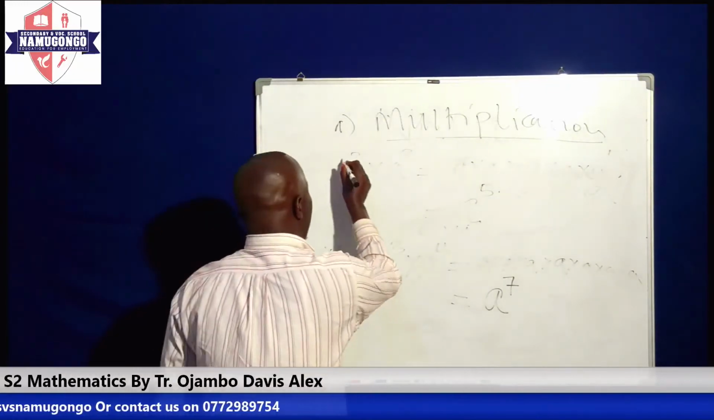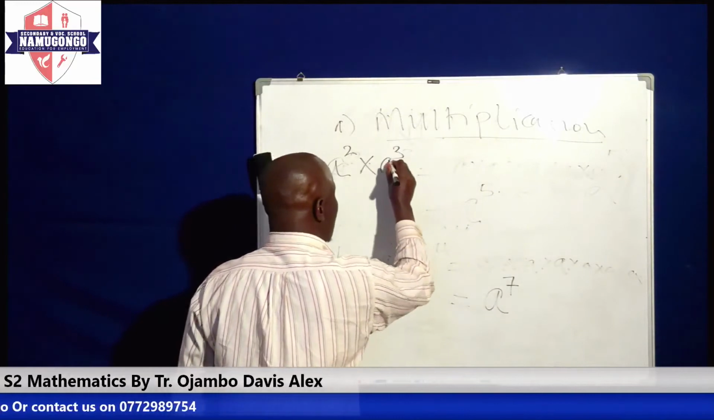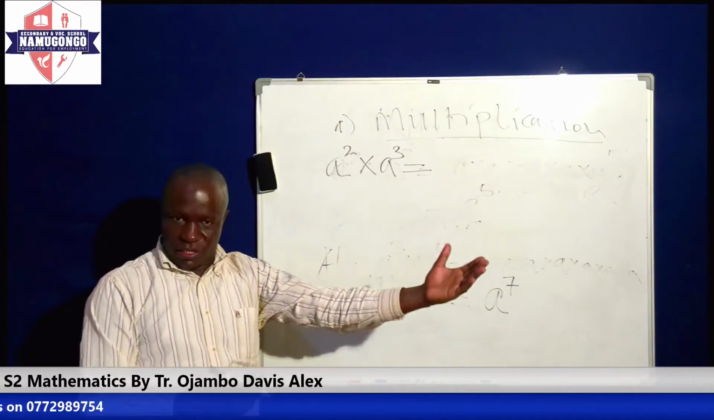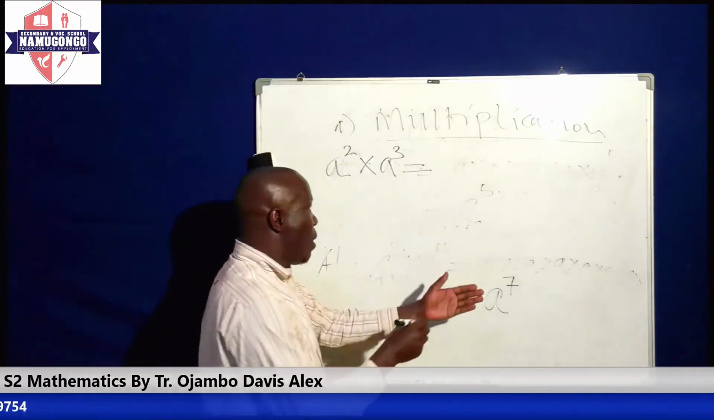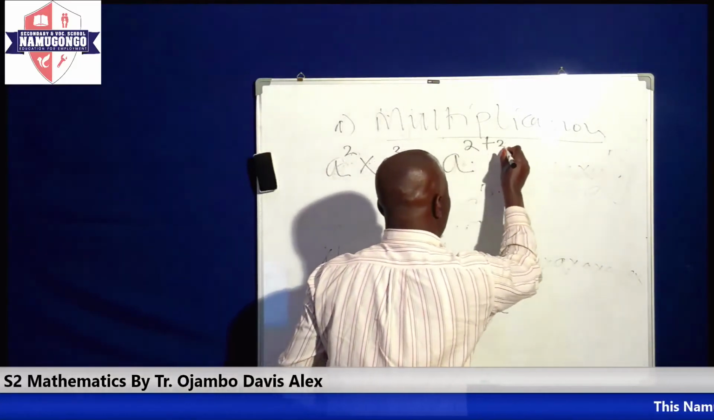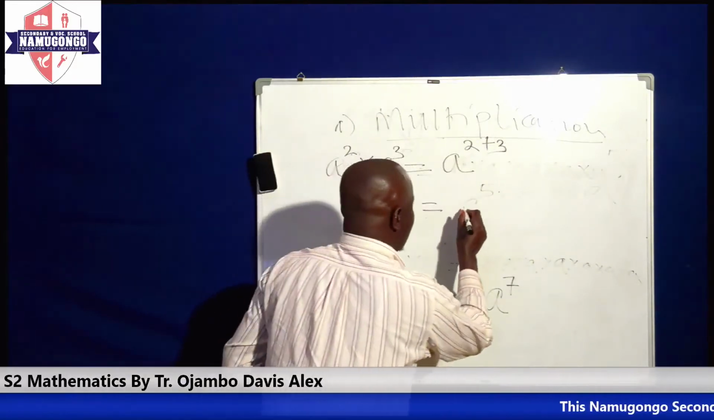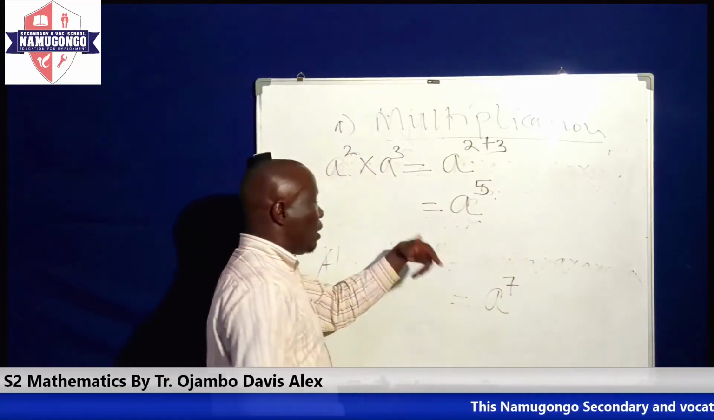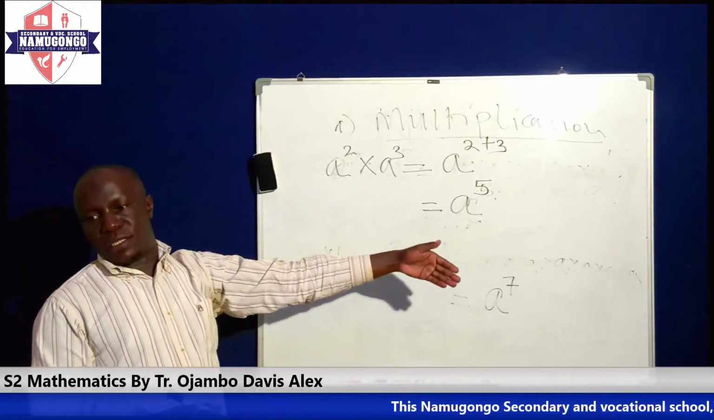For example, I have a raised to the power of 2 times a raised to the power of 3. Here I'm multiplying two numbers with the same base, so I simply add the powers and say a raised to the power of 2 plus 3. Adding 2 plus 3 gives the answer a raised to the power of 5, the answer which we got in the previous case.